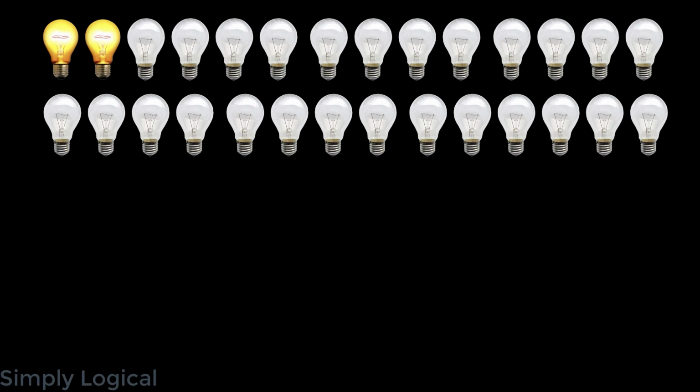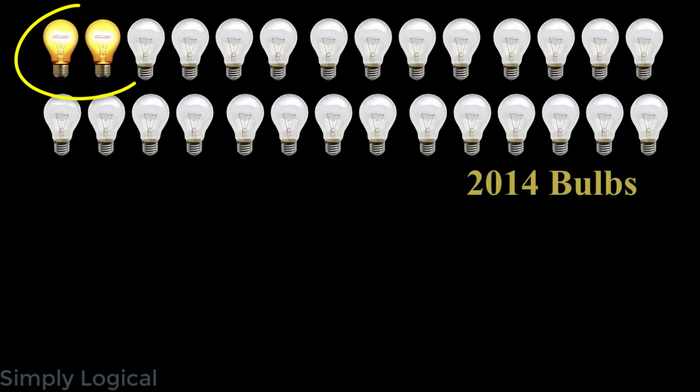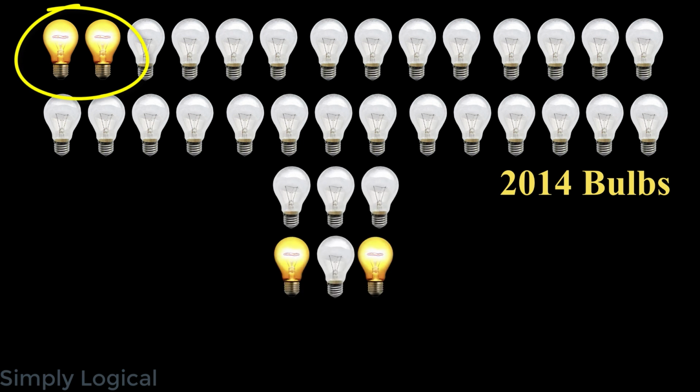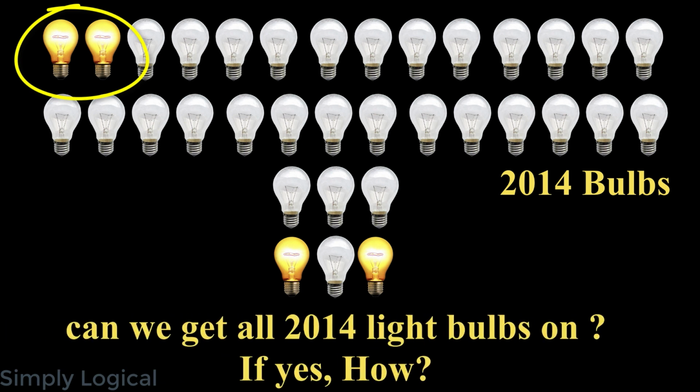On a circle, there are 2014 light bulbs, 2 are on and 2012 are off. You can choose any bulb and change the neighbor state from on to off or from off to on. Doing so, can we get all 2014 light bulbs on? If yes, how? So let me repeat the puzzle.